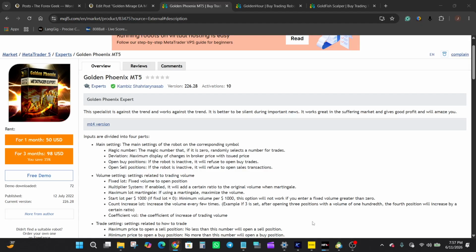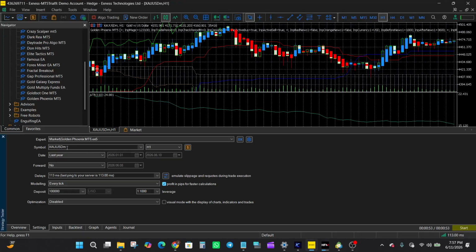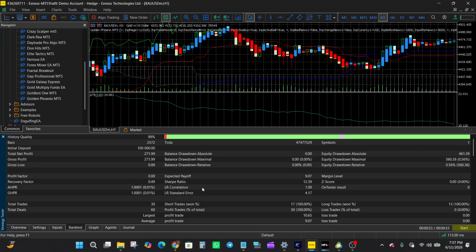All right, so let's head over to our strategy tester right away, and we can see I'm testing the Golden Forex EA on XAU USD on the H1 time frame, and the duration of the test is over about 5 months plus. We're running the test from the beginning of this year till date, and as for the delays, we are using the last ping to the server, and of course we are using the every tick modeling for a level of accuracy.